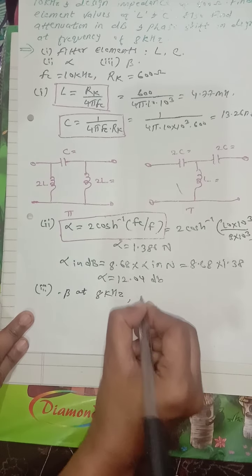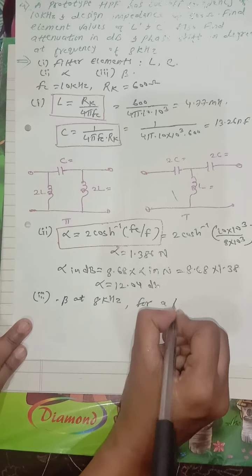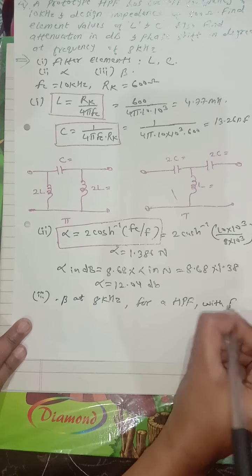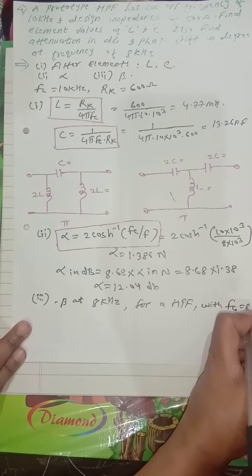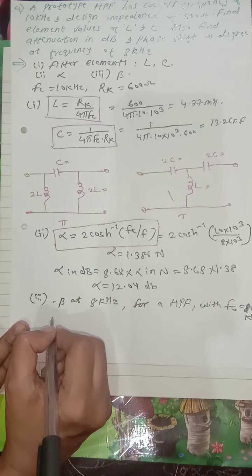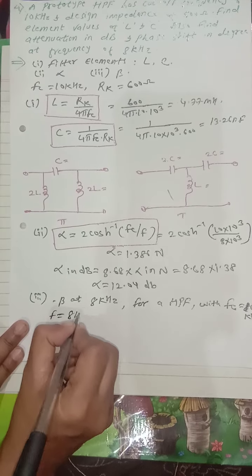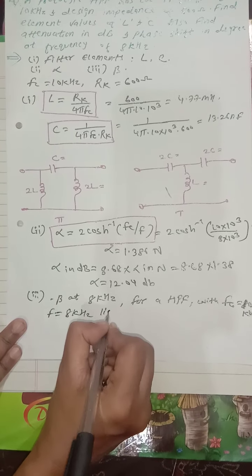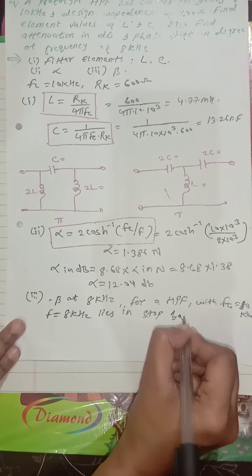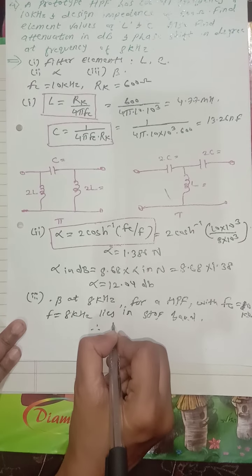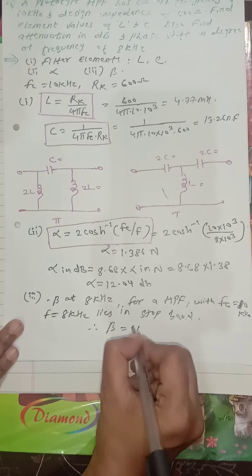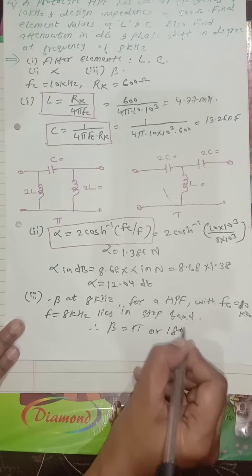So directly you can note down the sentence: beta at 8 kilohertz, for a high pass filter with FC equal to 10 kilohertz and the normal frequency of 8 kilohertz, lies in the stop band. Therefore this phase shift, that is beta, is equal to pi or 180 degrees.